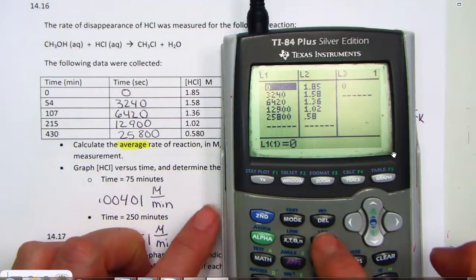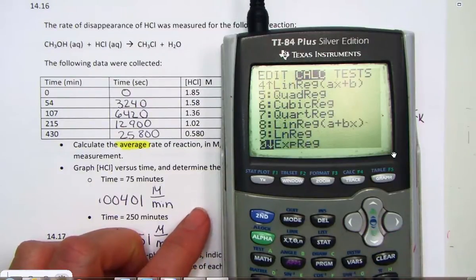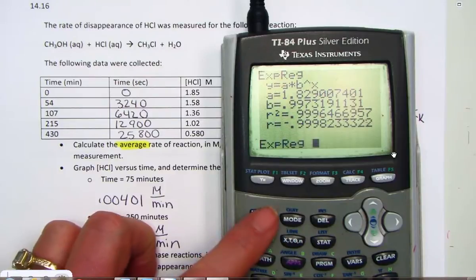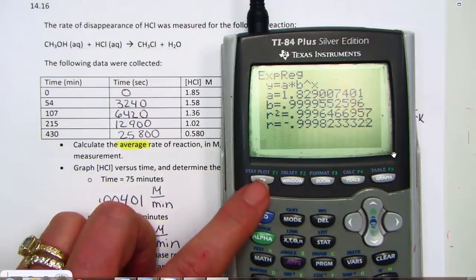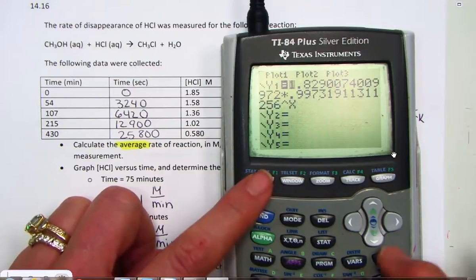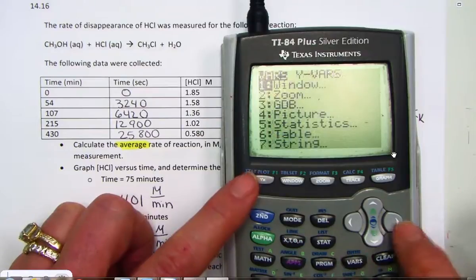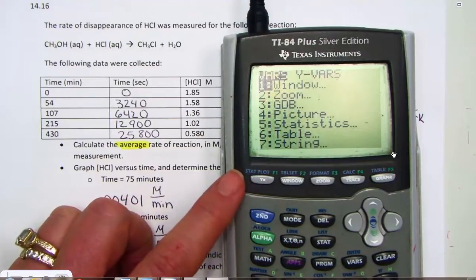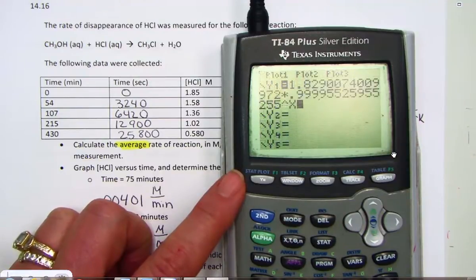Alrighty, so back to stat, calc, choice 0. We're going to find the exponential regression of list 1 comma list 2. And there's our equation. Transfer it over. We got to get that into the y equal so we can graph it. Y equal. Clear out what's there. Vars, choice 5, statistics. Scroll over to the equation. Hit enter. It brought it over for us.